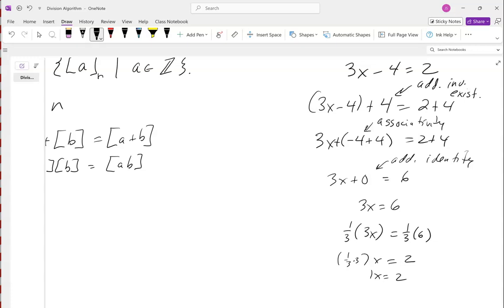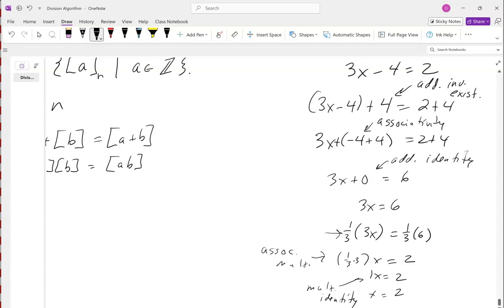And then again, just like we did for additive identity, I need a multiplicative identity. So this one is iffy. We'll talk about why that one's iffy to start with. I don't always know that multiplicative inverses exist, right? But if they do, again, we need another associativity property, and this is for multiplication in this case. And then we also need a multiplicative identity property.